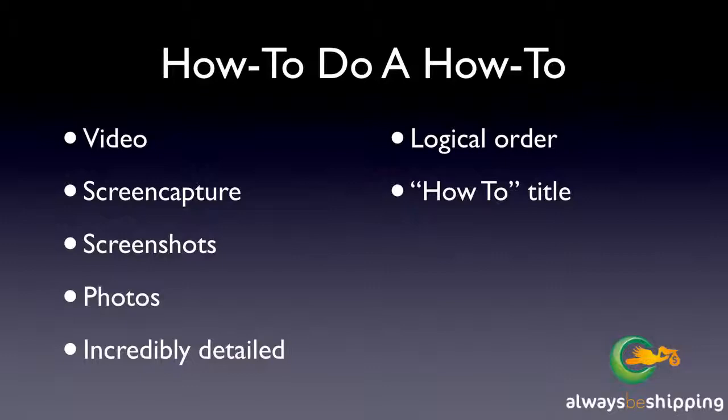Your how-to should also be incredibly detailed. A how-to doesn't do anybody any good if they're still unclear about what steps to take or how to do something after they've read it, right? It should be in a logical order, from 1 to 10, A to Z, whatever the case may be, but start at the absolute beginning and go through to the absolute end, describing every single step along the way in order.